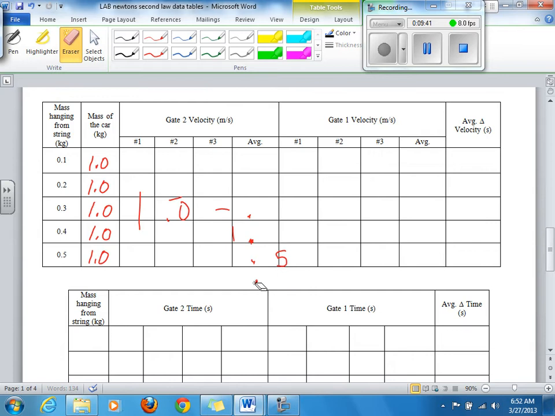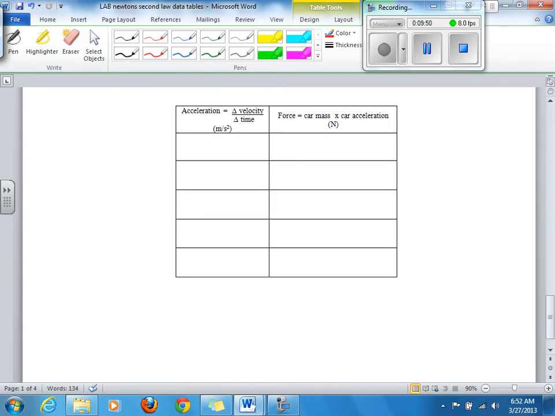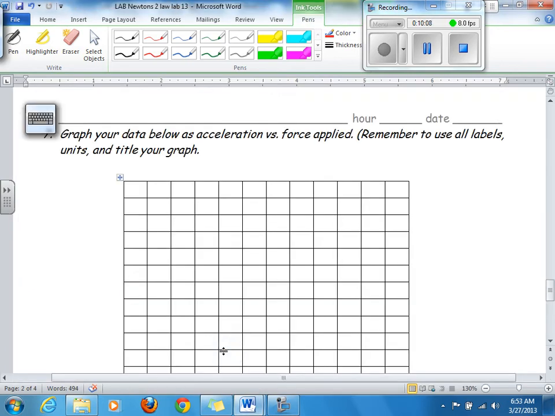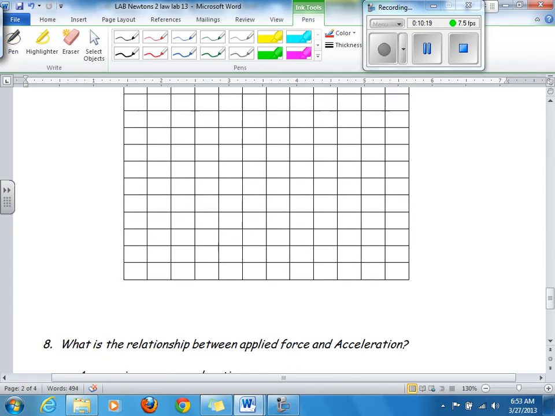So doing this data is going to be really very similar to what you did before. As you look at this thing, the acceleration, you're going to determine the same way as you did before. This is force. So if you look at these two, this is what we're going to plot. Remember, this is the independent variable and this is the dependent variable. Make sure you plot those correctly, okay?